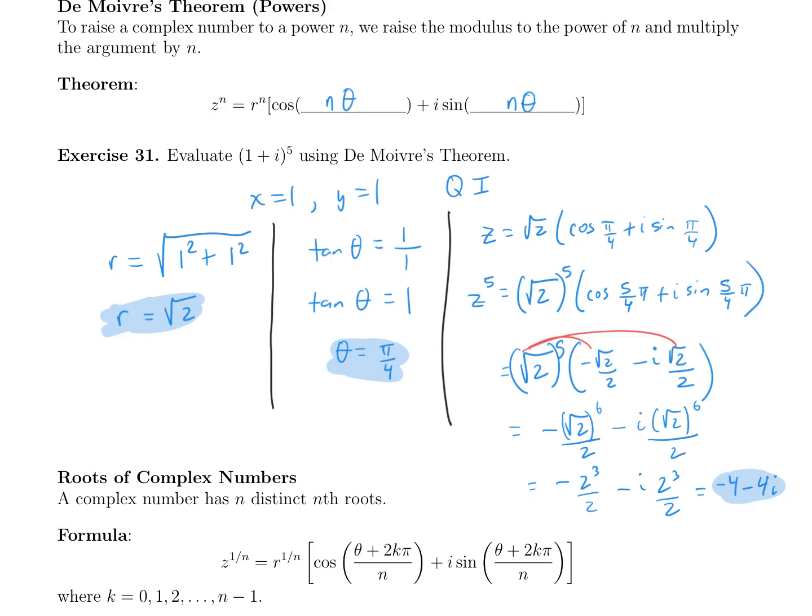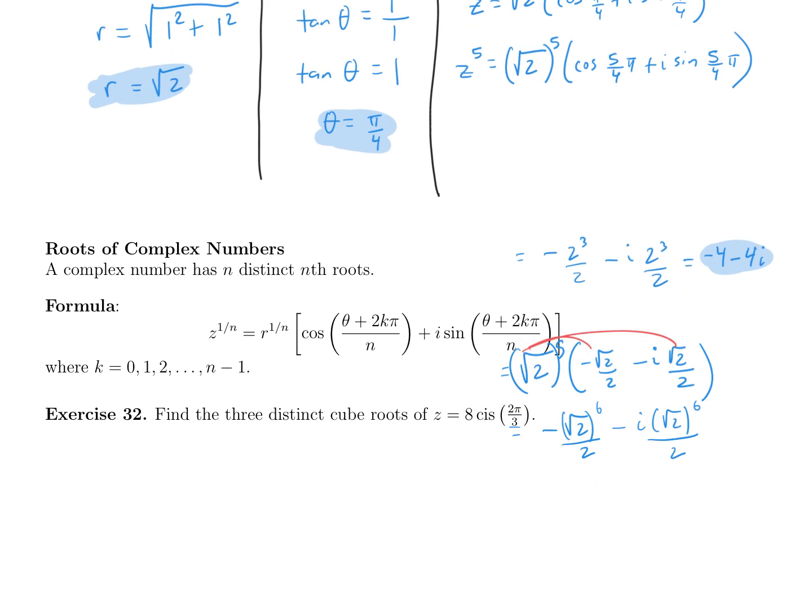Okay, so that type of problem requires quite a few steps. You first have to convert the rectangular form complex number into polar form. Once you've done that, then you can raise it to the 5th power using de Moivre's theorem. Okay, let's move on to the last problem of this section.